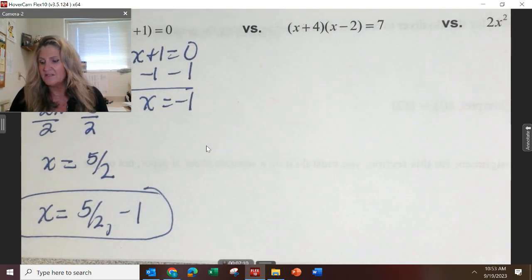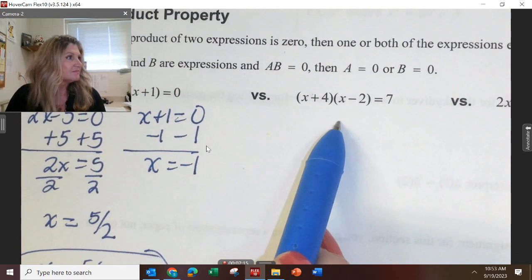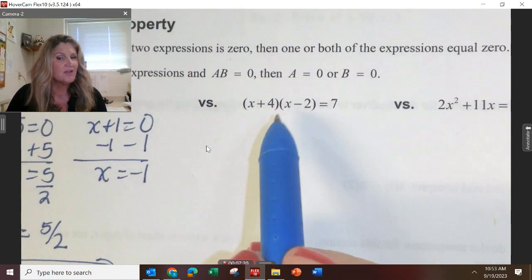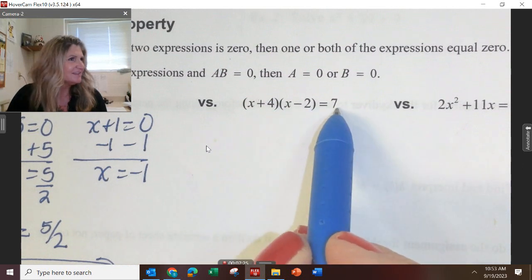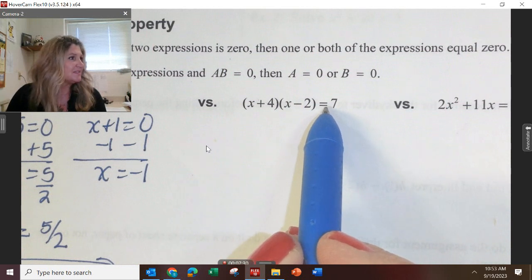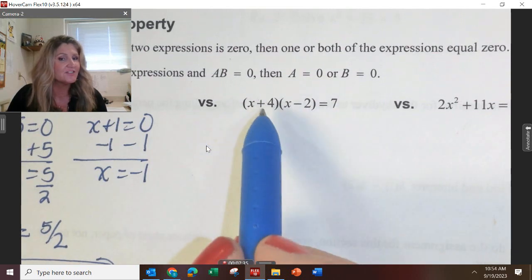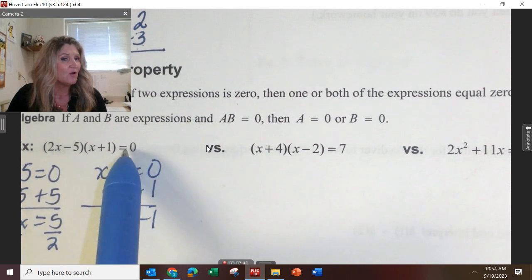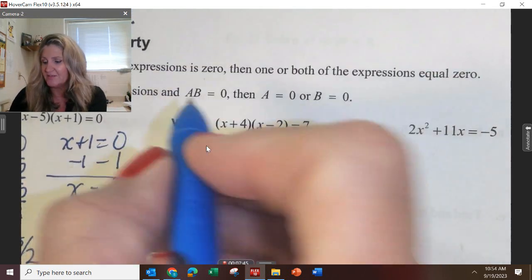Now, what is the difference between this example versus this one? Yeah, this equals 7. Guys, if two numbers multiply to be 7, does one of the numbers have to be 7? No. 2 times 3.5 is 7. 3 times 7/3 is 7. 4 times 7/4 is 7. So I have to do this a different way. Setting each of these equal to 0 only works if that number is 0. If this is anything else, here's what I have to do.